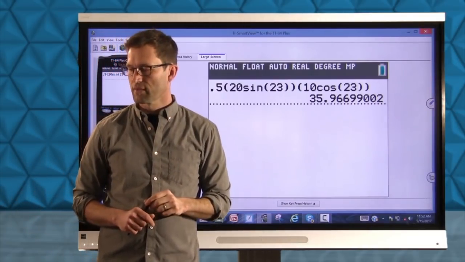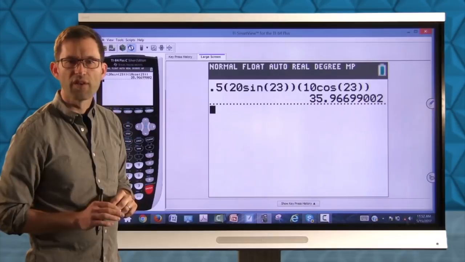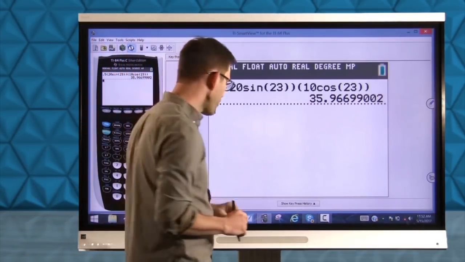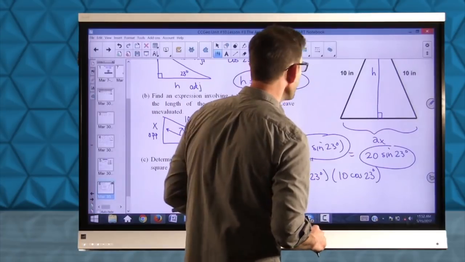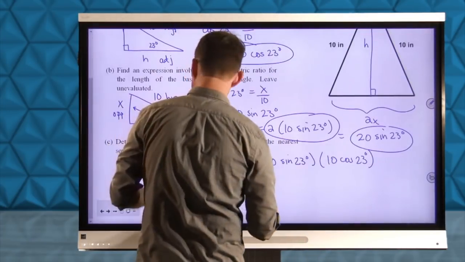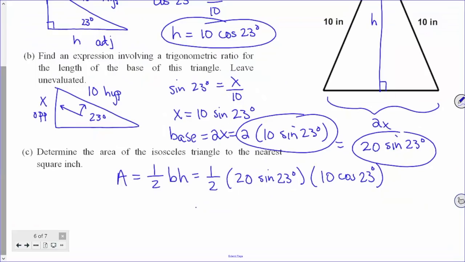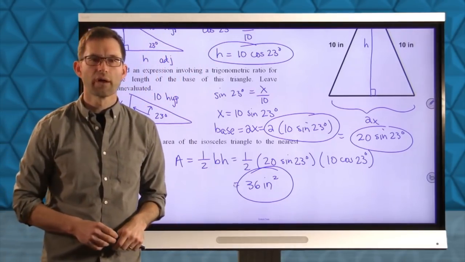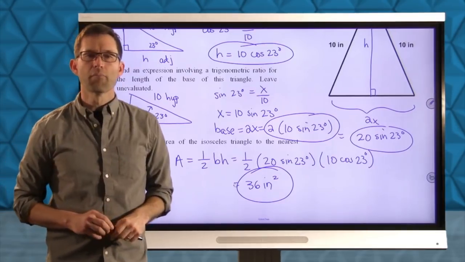35.966, etc. So rounded to the nearest square something, I'll have to go back and look at that, we're going to have 36. 36 what? 36 square inches. All right, and that's the area of my isosceles triangle. This is going to be an important calculation.